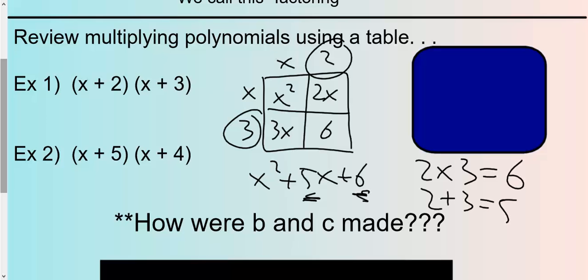And I can show you the same thing down here. If you do this one, I can tell you already 4 times 5 equals 20, and 4 plus 5 equals 9. So I can tell you that 20 and 9 are going to be in your answer. x plus 5, x plus 4, you have x squared, 5x, 4x. 4 times 5 is 20. So you have x squared plus 9x plus 20. And as you can see, here's your 20, here's your 9.